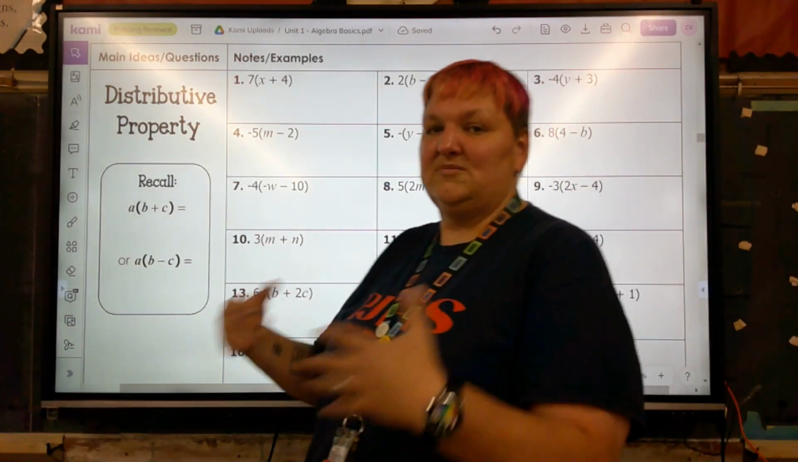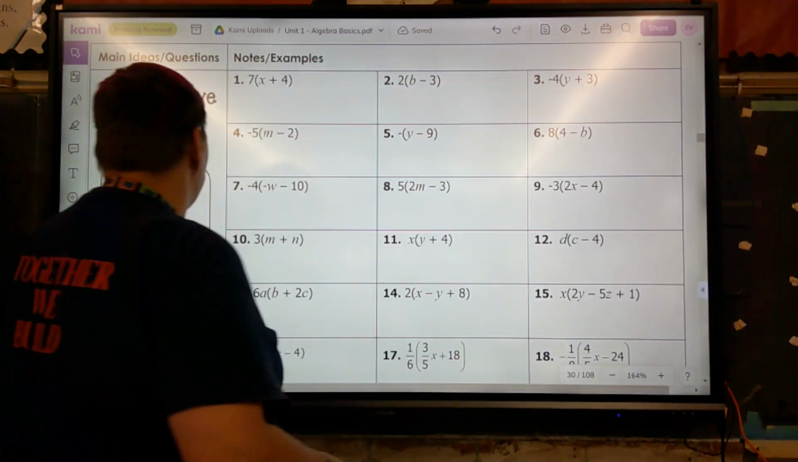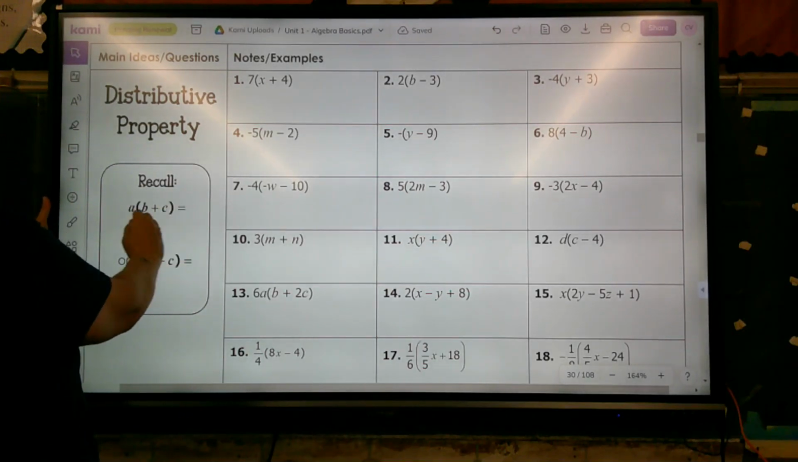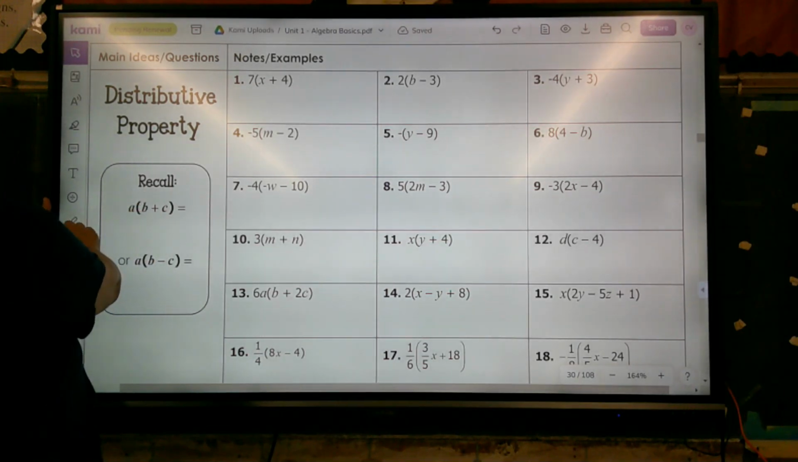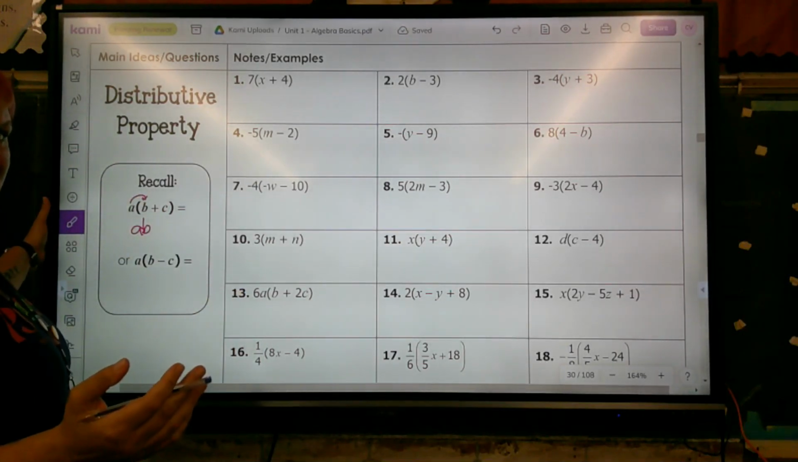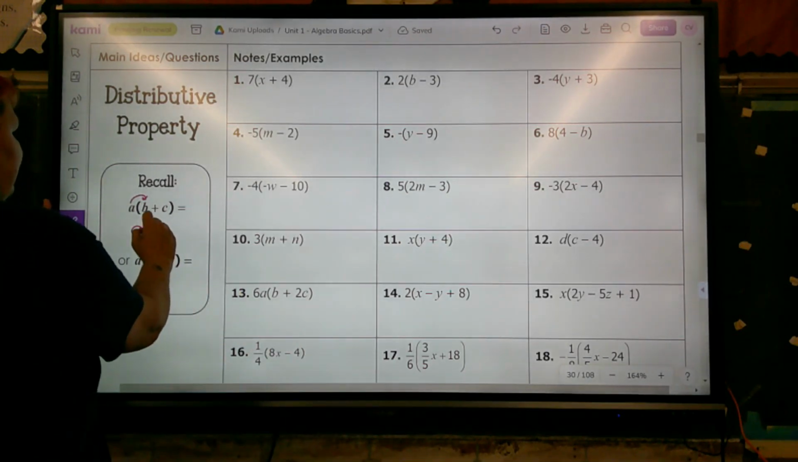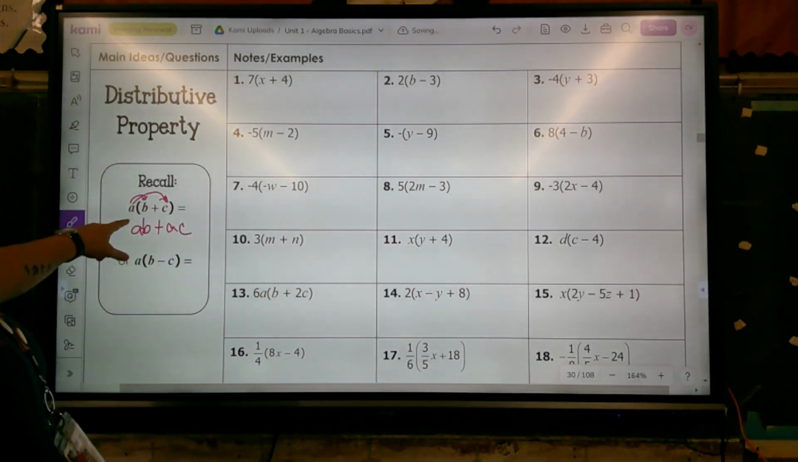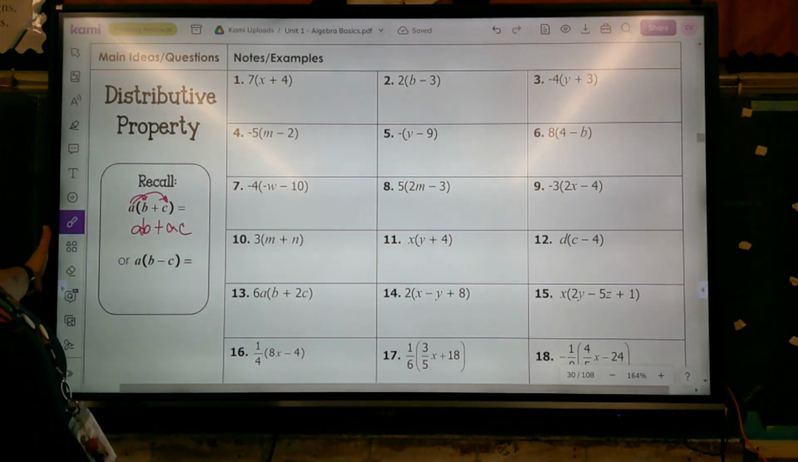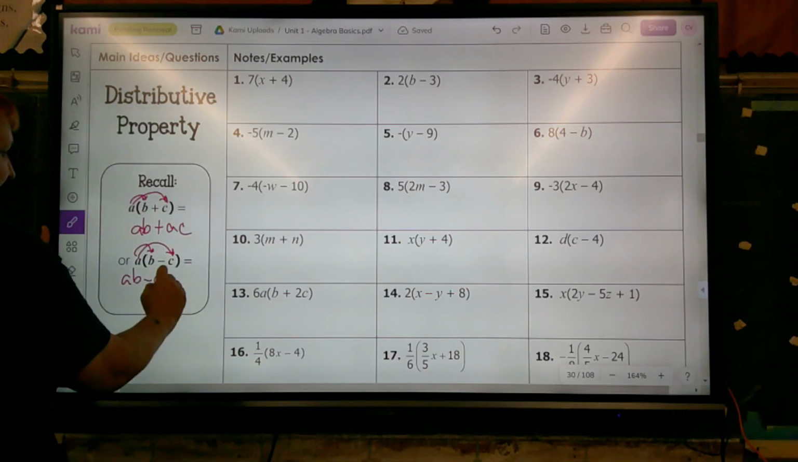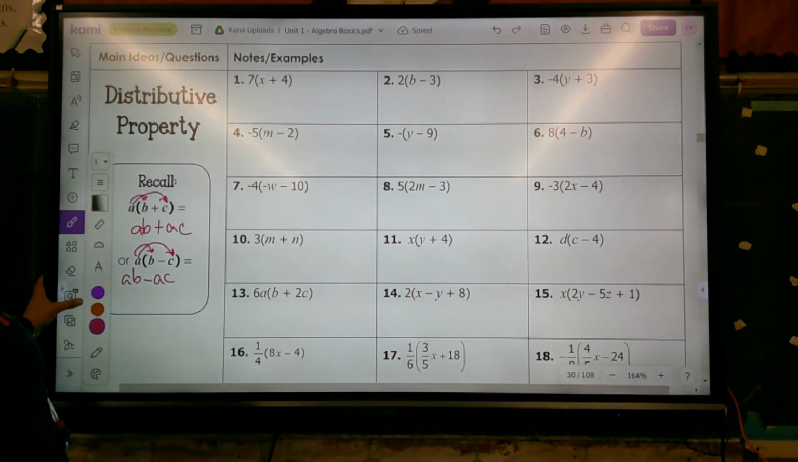Distribute means to share, to pass out, right? So you're going to distribute what's outside the parentheses to what's inside the parentheses. So, for example, A times B is AB because two variables smashed together means multiplication, plus A times C, right? So you distribute it inside the parentheses. You do the same thing with negative, but you have to be super careful, right? A times B is AB. A times negative C is negative AC. You just distribute what's outside to what's inside.